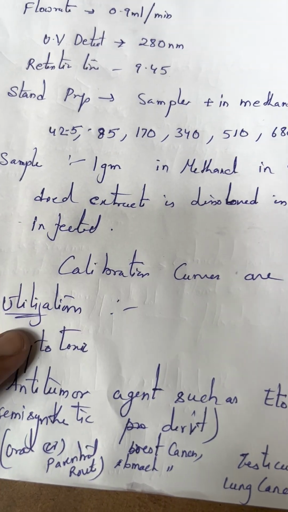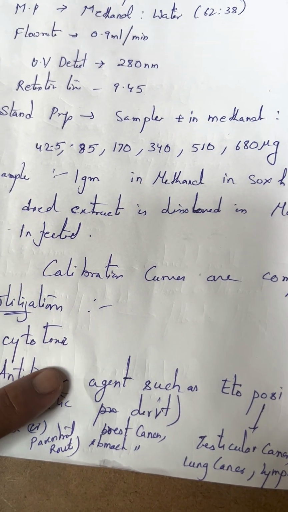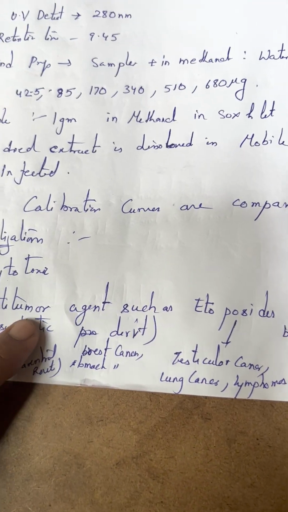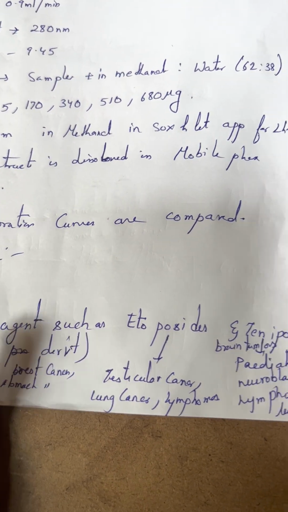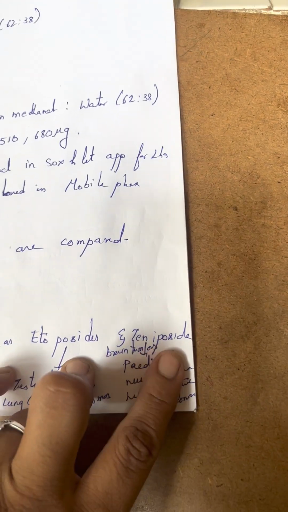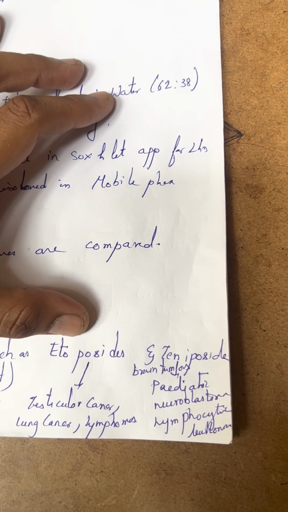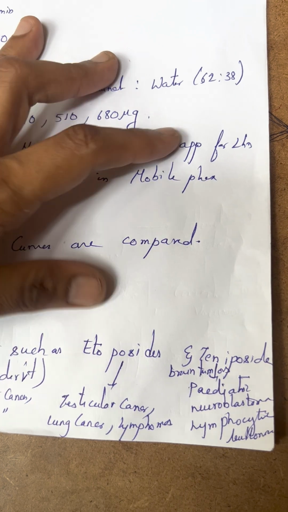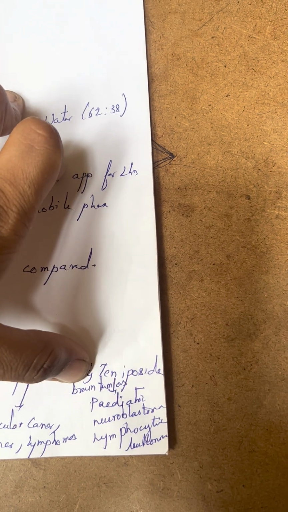Next, coming to finally the utilizations, that is the uses of podophyllotoxin. Mainly it is used as a cytotoxic agent, as it has toxic agents present inside its chemical constituents. Next, it has anti-tumor activity. This podophyllotoxin can be semi-synthesized to produce two types of active constituents, etoposide and teniposide. These derivatives are used for testicular cancer, lung cancer, lymphomas, breast cancer, stomach cancer. These are used for etoposide, whereas teniposide is mainly used for brain tumors.